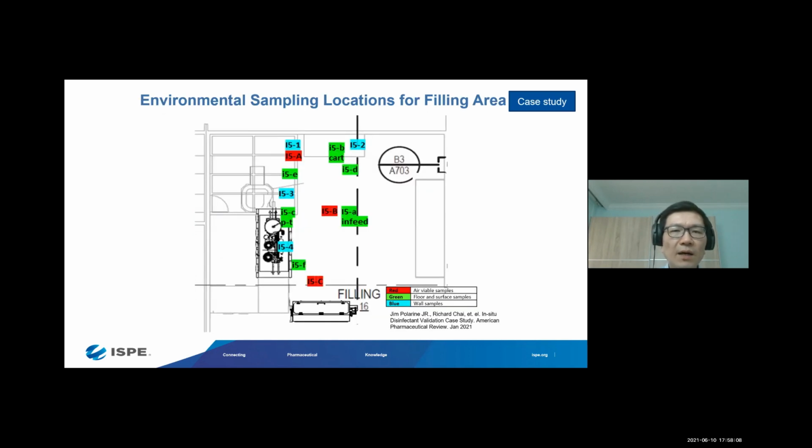So this is an ISO 5 clean room for filling areas. These are just some examples of the sampling points. The red one is the air sampling, the green one is the floor and surface sampling, and the blue is the wall sampling. This is a small filling area. These are the sampling locations. Next.